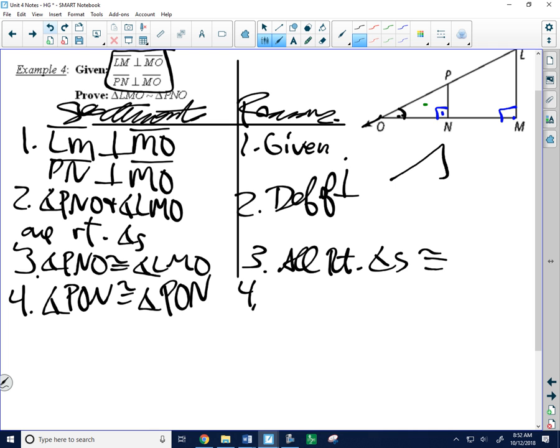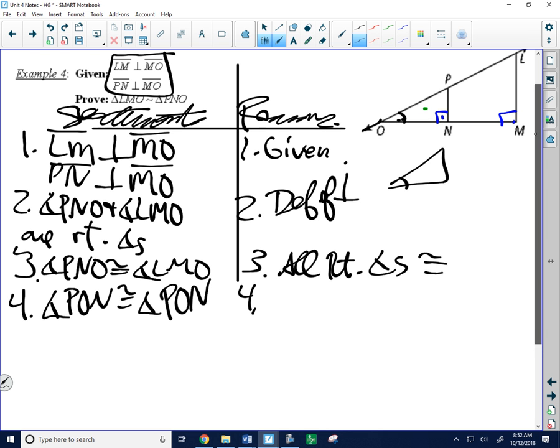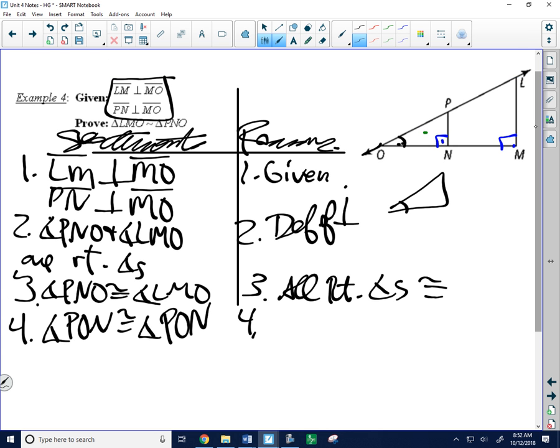The little triangle, it's this angle. It's the LMO. You could say LOM congruent to LOM. There's different ways to name it. Are there more steps?